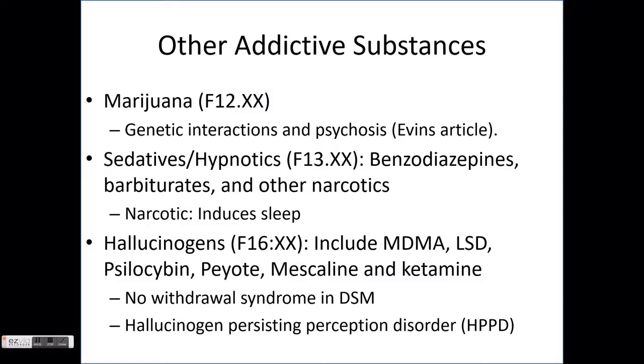Sedative hypnotics, that's in the F13 branch. So as you see, I put all these codes here, F12, F13, F16. Each one of these is how you diagnose or how you label these diagnoses using the DSM-5. So marijuana goes by F12. You saw before that alcohol is F10.